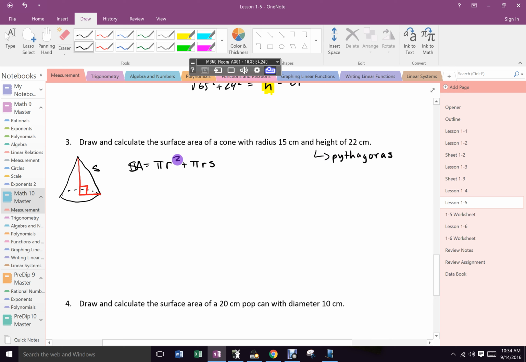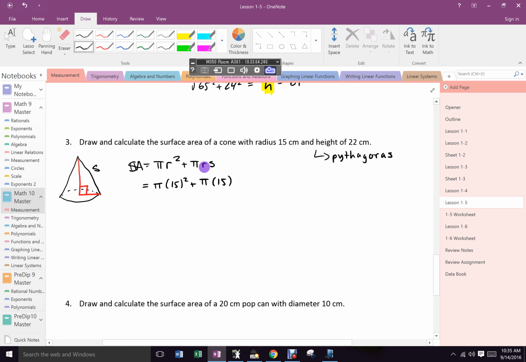Pi r squared. Do I have an r? What is the r? What is r? Don't give me a number. Tell me what r is. Radius. And what is radius? Halfway across a circle. Do I have that? What is it? Pi 15 squared plus pi times 15 s.